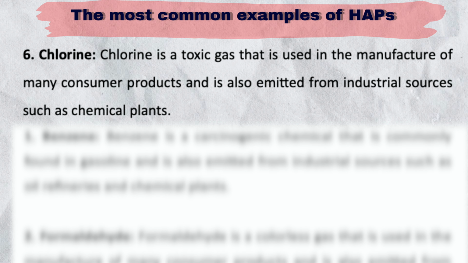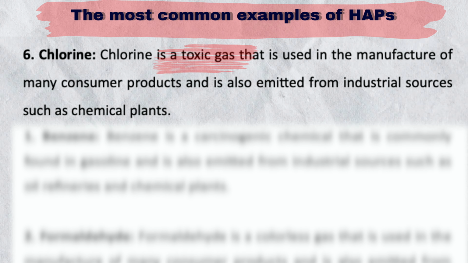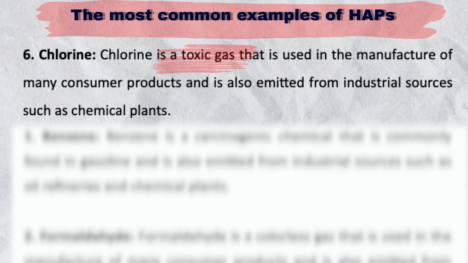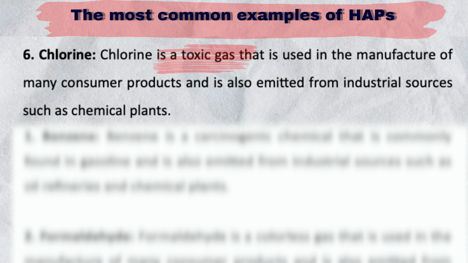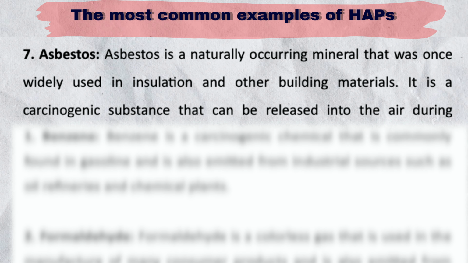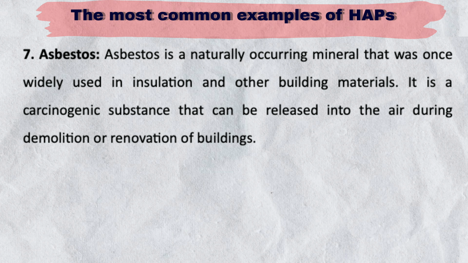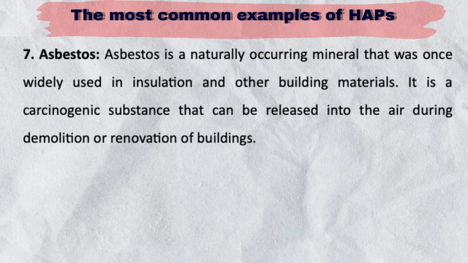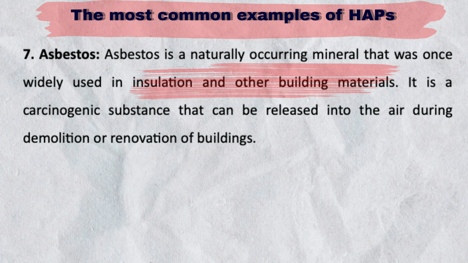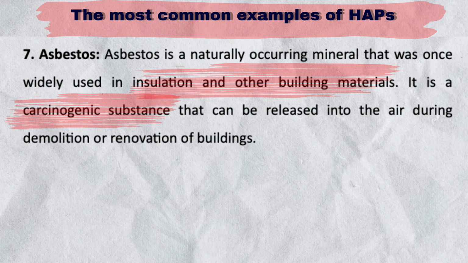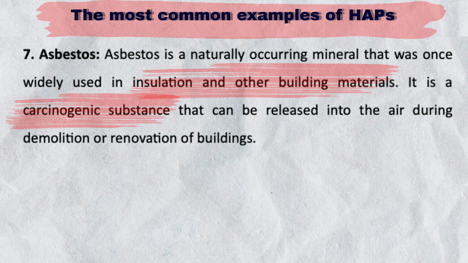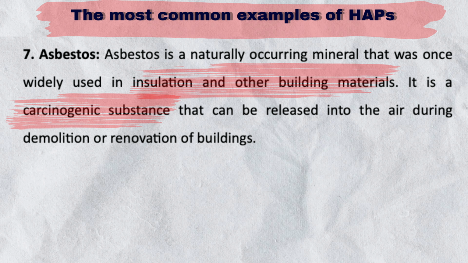Chlorine. Chlorine is a toxic gas that is used in the manufacture of many consumer products and is also emitted from industrial sources such as chemical plants. Asbestos. Asbestos is a naturally occurring mineral that was once widely used in insulation and other building materials. It is a carcinogenic substance that can be released into the air during the demolition or renovation of buildings.